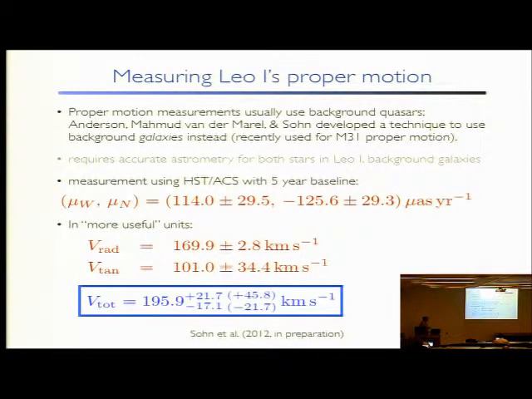So okay, the final number then that we'd get from the proper motion measurements here of LEO-1 is the total velocity is around 200 kilometers per second. Okay, so this is basically the most important number that will be used throughout the talk here. And you can sort of see what the errors are. This is a 1 sigma error of basically plus or minus 20 kilometers a second. The 2 sigma errors can go quite high. They can't go very low because it's hard to get lower than the radial velocity.